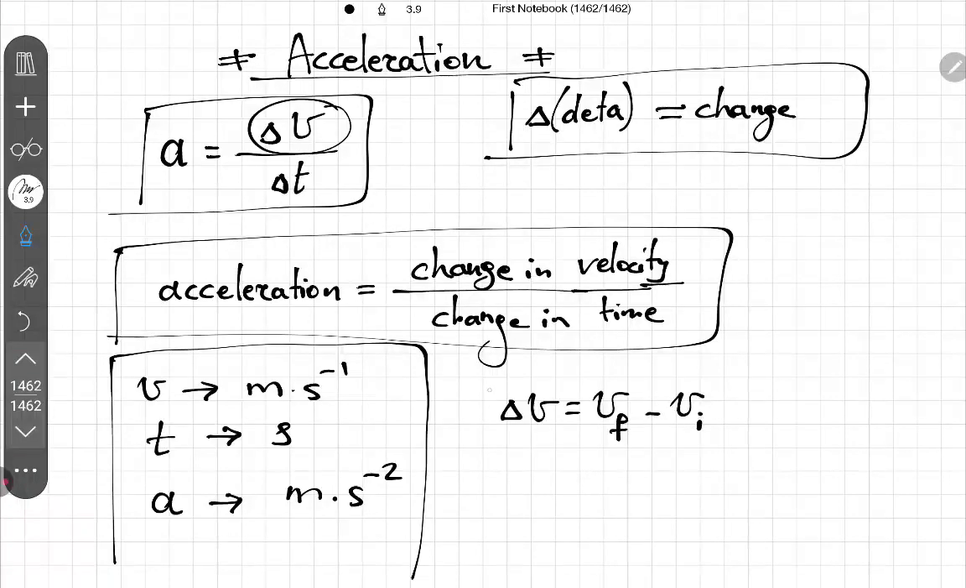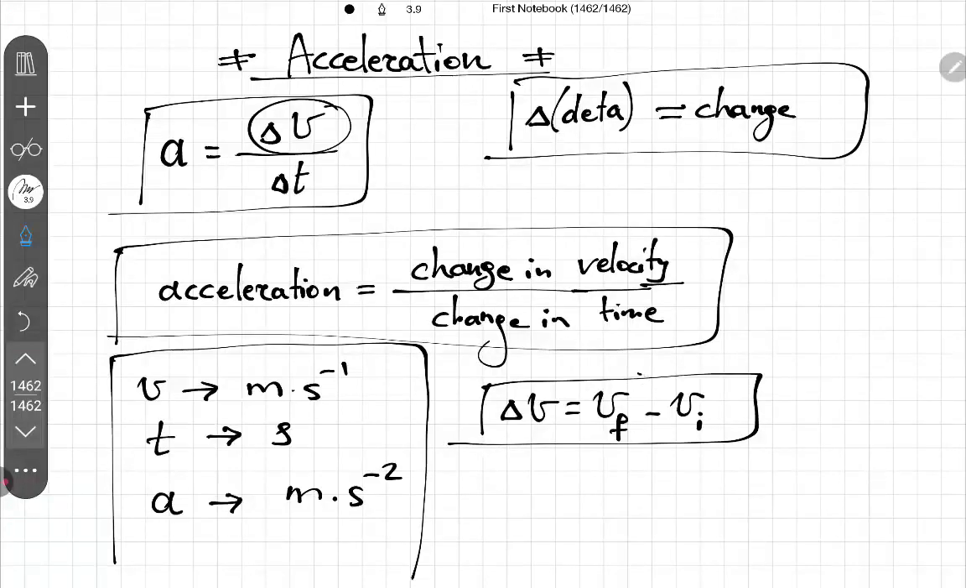For example, a car is traveling with the speed of 20 meters per second, and after some time it got to 30 meters per second. What is the change in speed in this case? You should subtract 20 from 30. 30 minus 20 is equal to 10 meters per second. So change in any quantity means that you should subtract the initial value from the final value.